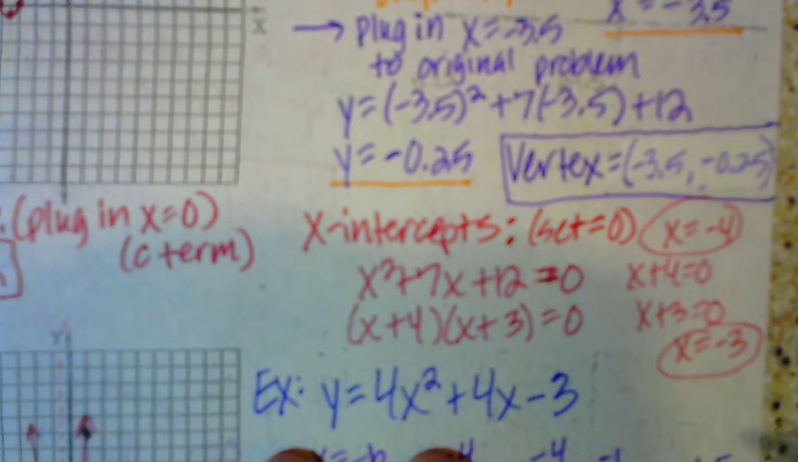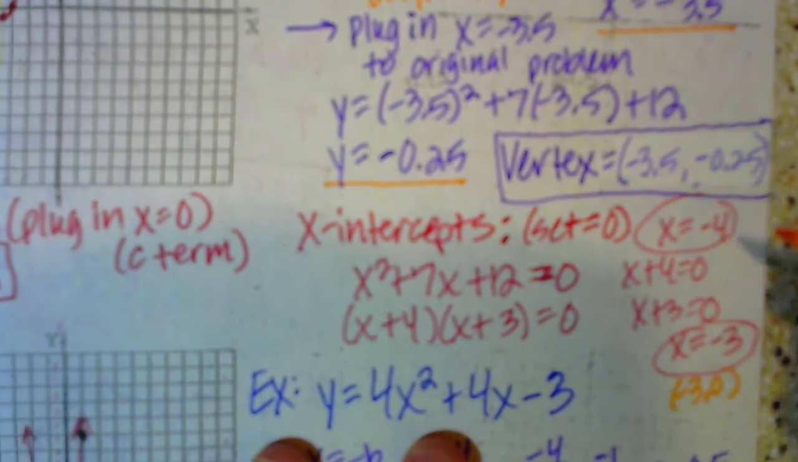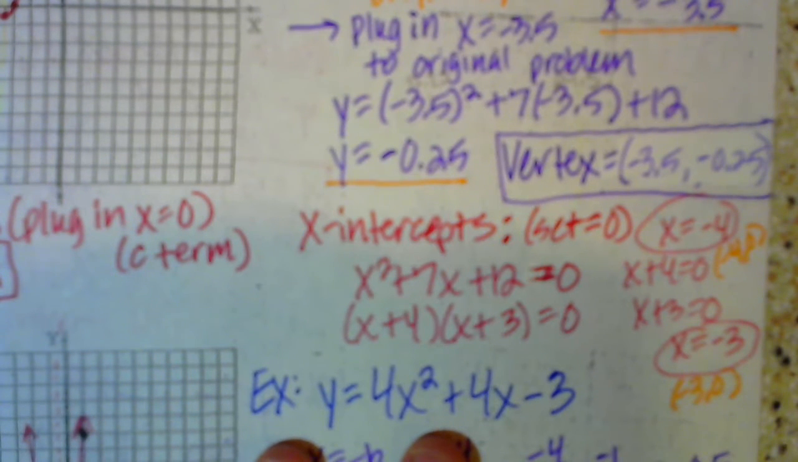X-intercepts mean that they're on the axis, so the point that you plot will always have a 0 in the y place. So now I have 1, 2, 3 points I can plot on my graph.